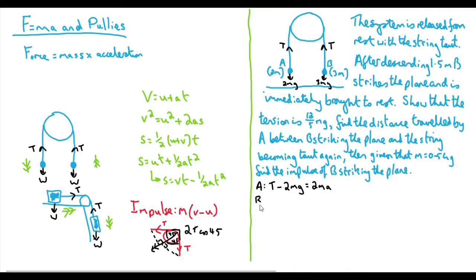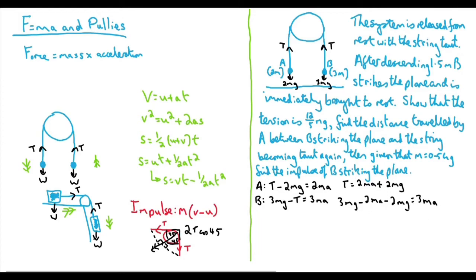And for B, we can say that because it's moving down, because it's heavier, the 3mg is its forward force, with T now being the resistance, and that gives you 3ma. Well, if we were to rearrange the top expression here, you can get that T equals 2ma plus 2mg, and so you can then substitute that into B's expression to get 3mg minus 2ma minus 2mg, because it's minus the whole T, and that will equal 3ma.